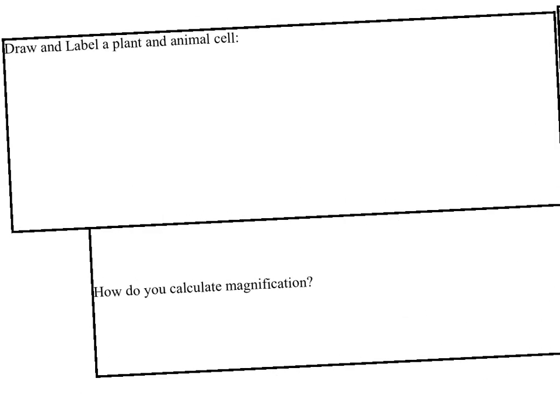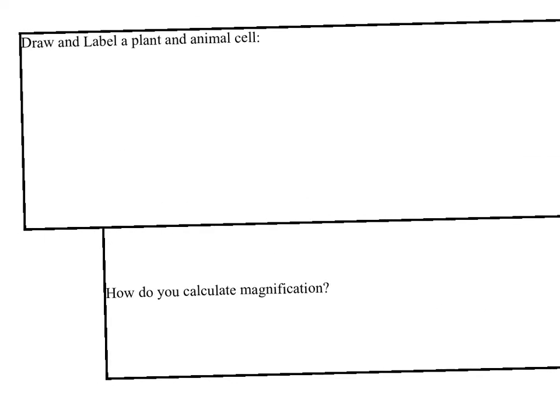Okay, so this is the review sheet for cells and movement across the membrane. What I'm going to do is talk through it while writing the answers. So top box then, it says draw and label a plant and animal cell. I'm going to start off with the animal cell. I'm going to draw a cell membrane. In the middle, I'm going to have a nucleus, and then I'm going to draw mitochondria.